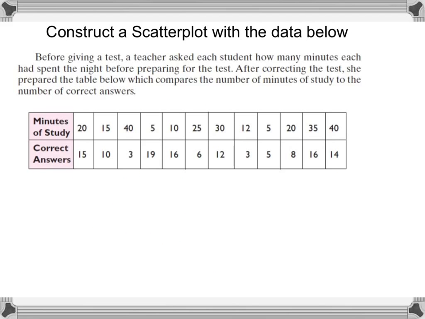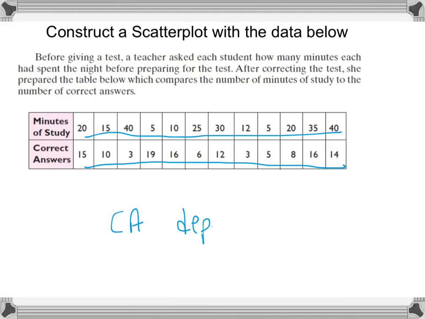Okay. Finally, let's say that a teacher's giving a test, and before the test she asks the students how many minutes each had spent the night before preparing for the test. After correcting the test, she prepared the table below, which compares the number of minutes of study to the number of correct answers. So she has this association here, minutes of study up here, and correct answers down here. Now, let's think about a dependent relationship, even though this seems like a natural dependency, but let's just see what that might be. The correct answers may depend on the minutes of study.